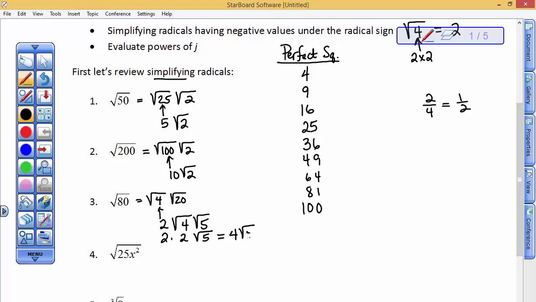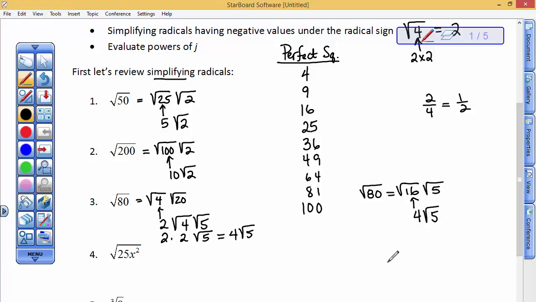So if you don't find the biggest perfect square first, in this particular case, it would have been better to use 16, because 16 goes into 80. Take your calculator. 80 divided by 16 is 5, and then you would have gotten the answer much more quickly. 4 times the square root of 5.